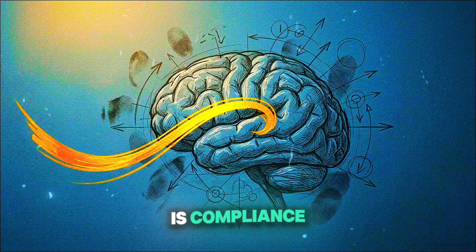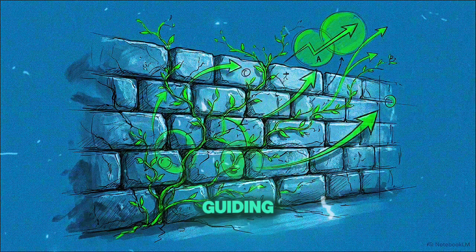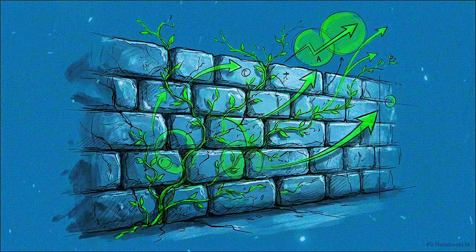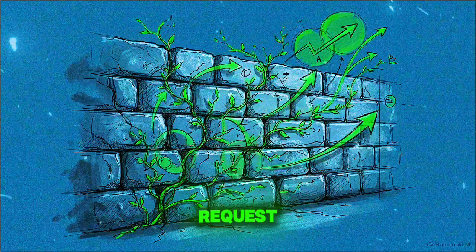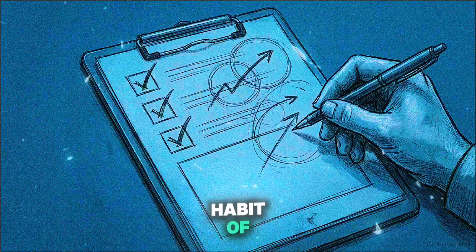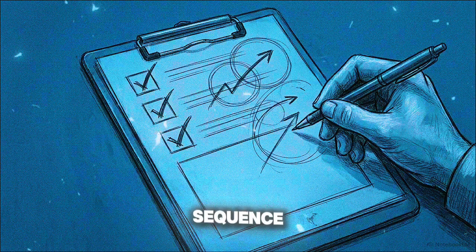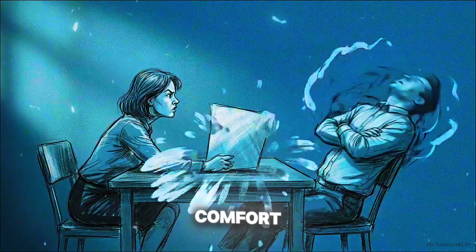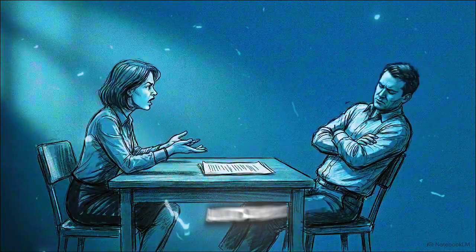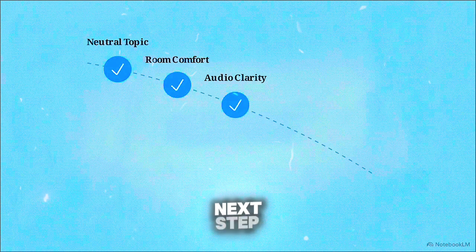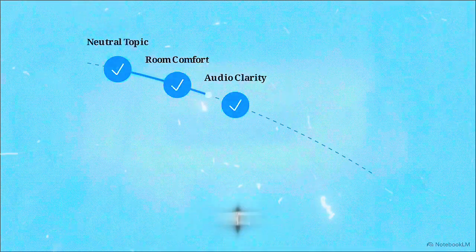Step 5 is compliance sequencing. This involves guiding a person through a series of small agreements to build behavioral momentum. Attempting to get a yes on a major request too early usually fails because the person hasn't yet developed the habit of agreeing with you. Use this sequence. Secure 3 micro-agreements on neutral topics, such as the comfort of the room or the clarity of the audio. These small steps create a psychological trajectory that makes a yes to your main objective feel like the natural next step.